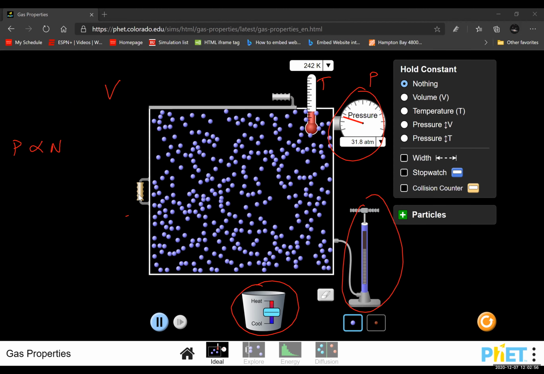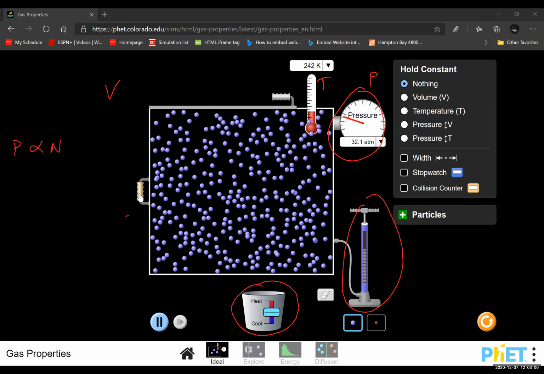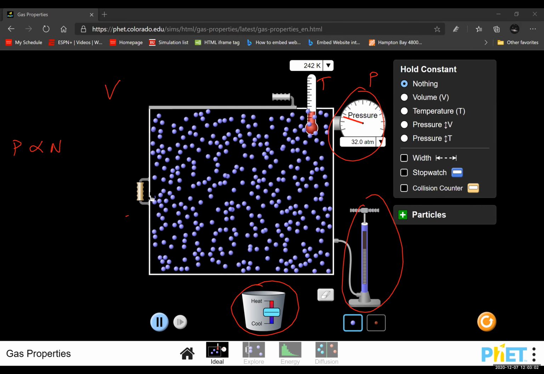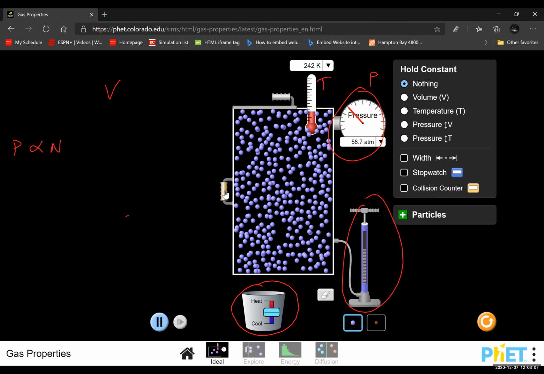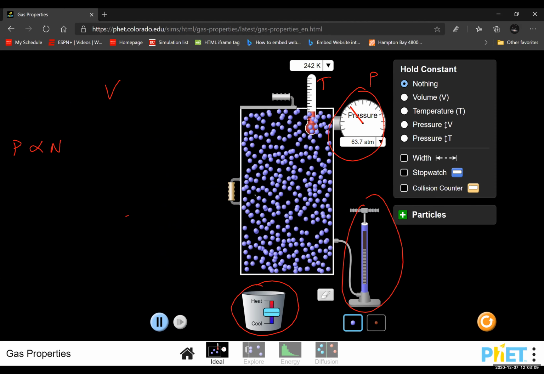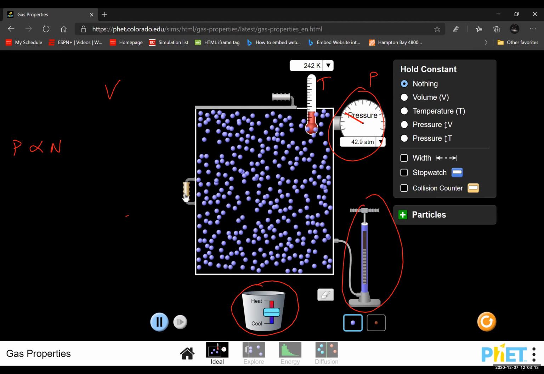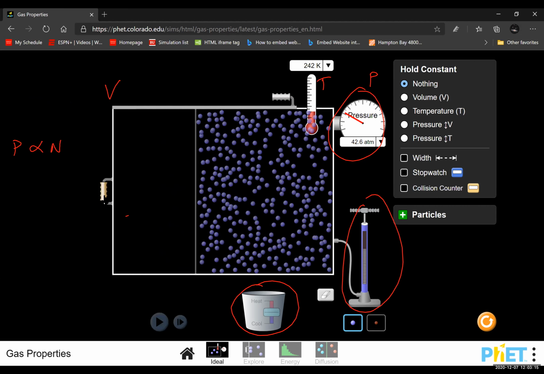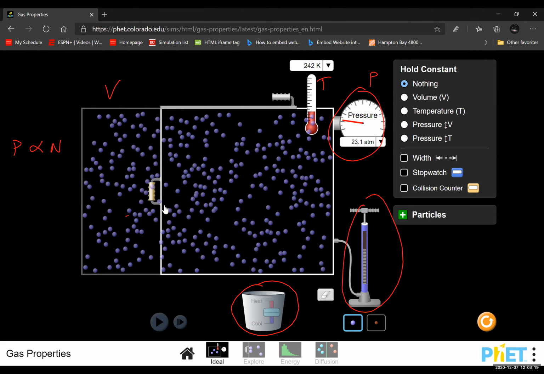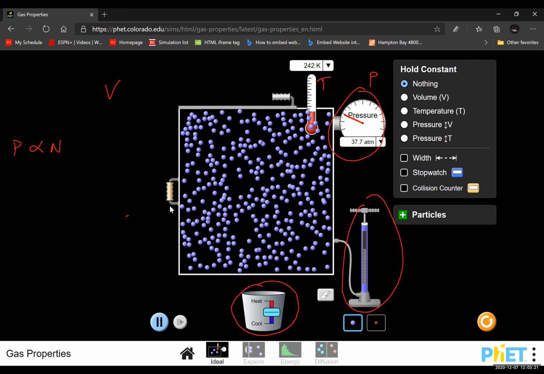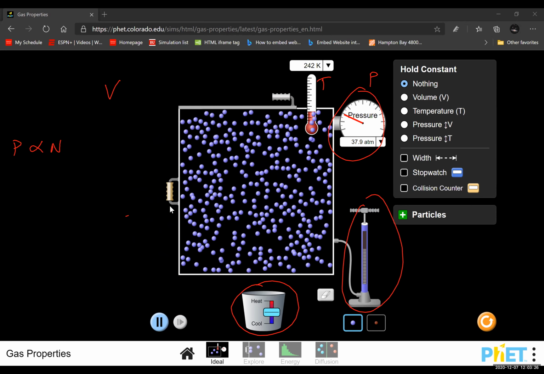So right now I have the volume, and I have a way of changing the volume using this knob over here. If I decrease the volume, pressure increases. Decrease even more, it increases even more. Now if I increase the volume, pressure decreases. Make the volume even bigger, pressure decreases. Even bigger, pressure decreases.